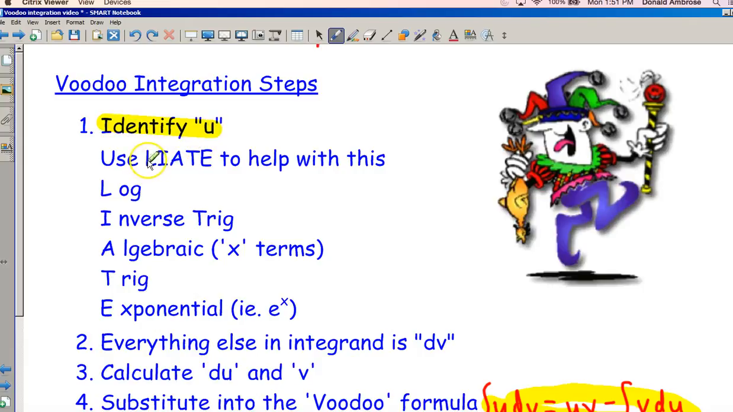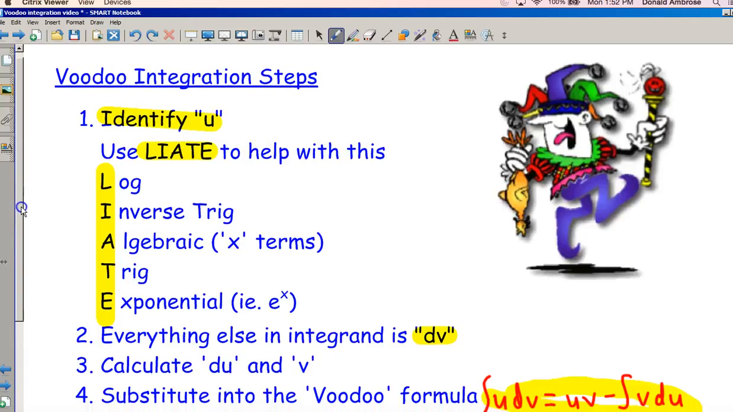And to help with that, the acronym LIATE, or "Long Island 8," however you want to pronounce it, we use this acronym to help determine what's going to be u. Because in your integrand, you're probably going to have two functions being multiplied together. And when you look at those two functions, whichever of those two functions comes first in this acronym is the one that you want to use for your u. Once you've identified that u, you then want to mark off that everything else in your original integrand will be dv.